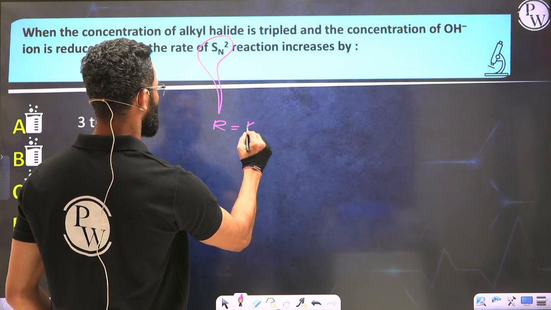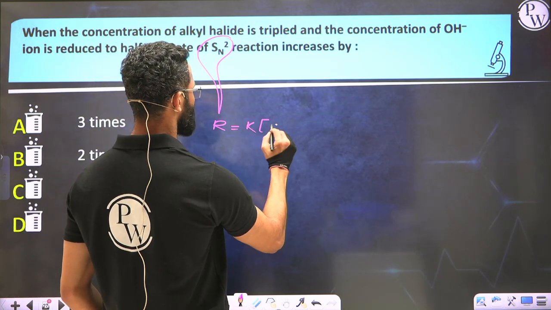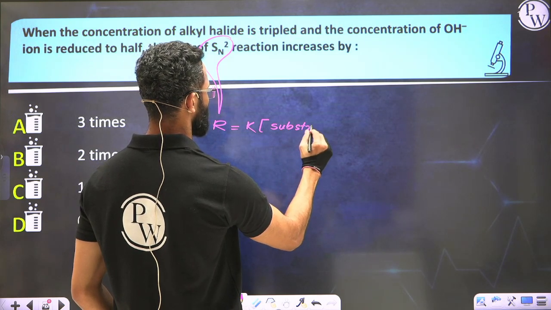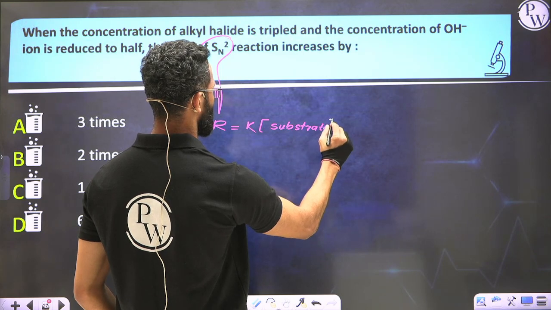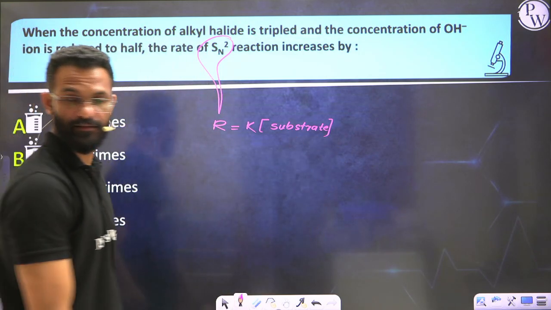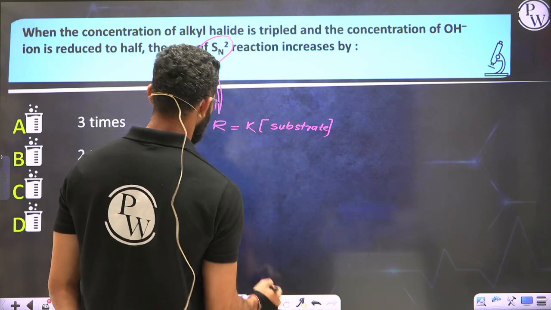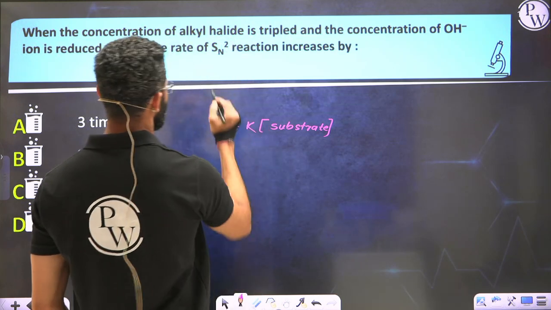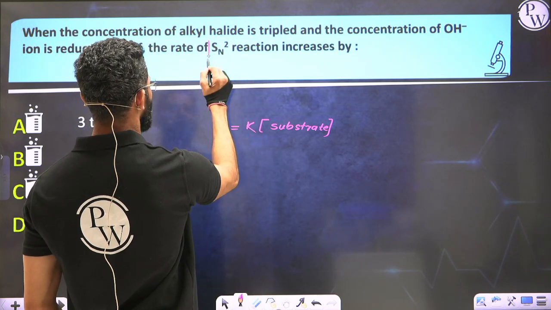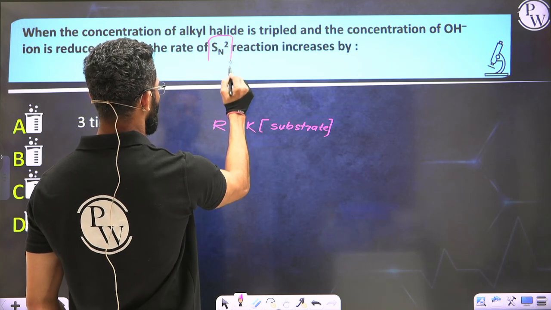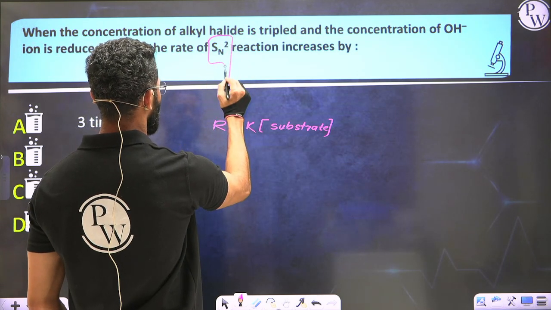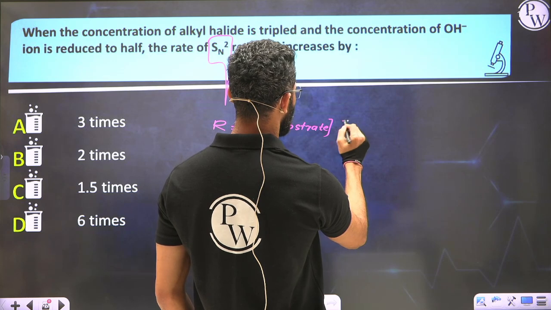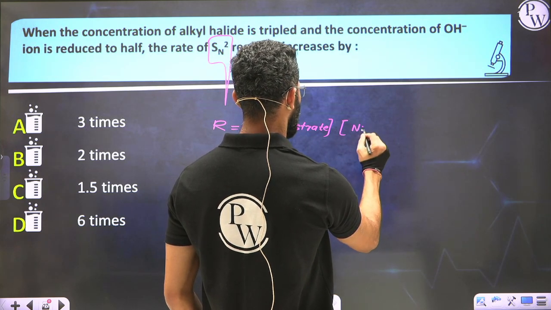equal to K into molar concentration of substrate. Okay, so rate is equal to K into molar concentration of substrate into molar concentration of nucleophile. This is what we have studied.